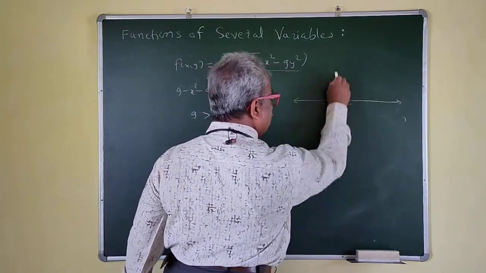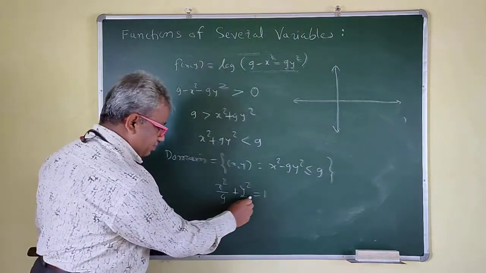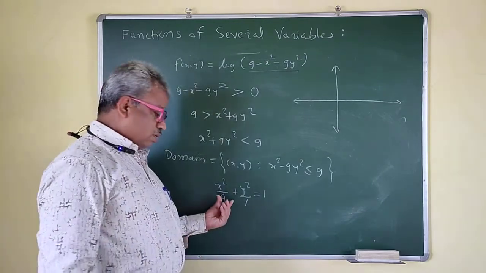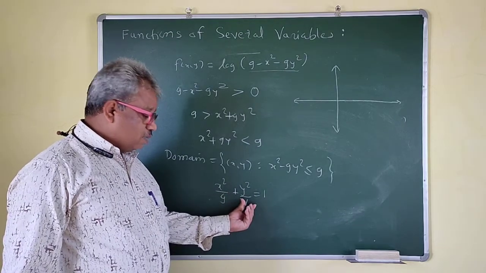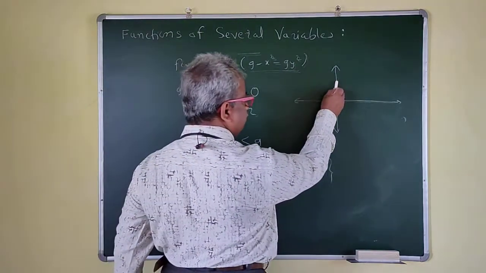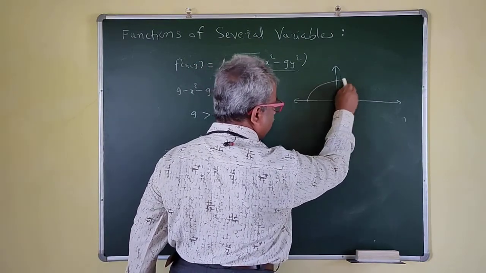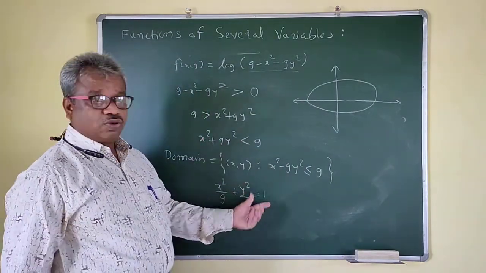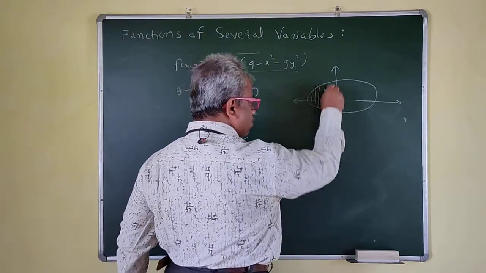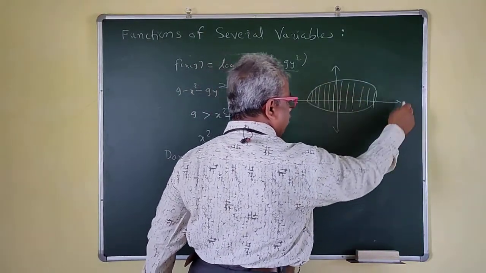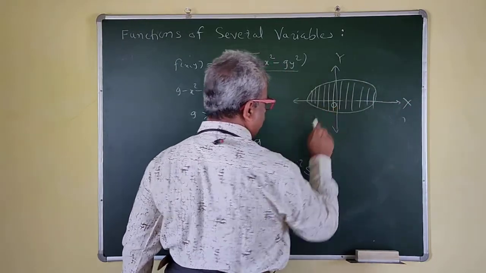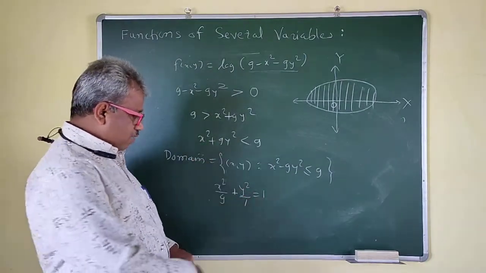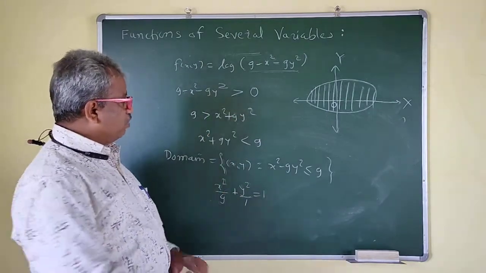Which ellipse now? See here, this is upon 1. The denominator of x square is greater than the denominator of y square. There are two types of ellipse, so we draw this ellipse. And here x square upon 9 plus y square is less than or equal to 1. That means your domain will be the inside of this one. So you write the x, y axes, and this is the origin. This will be your domain. To draw the figure, we are writing only 1 here.